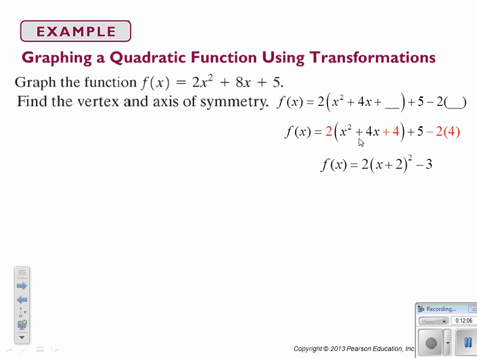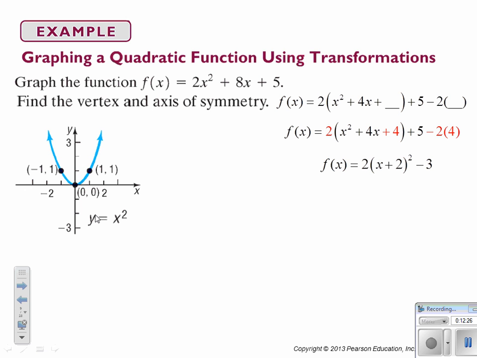The reason we do that is so we can write this in vertex form, and now we can see my vertex is at -2, -3. I'm opening up, and I can find my axis of symmetry. It's going to be at x equals -2.